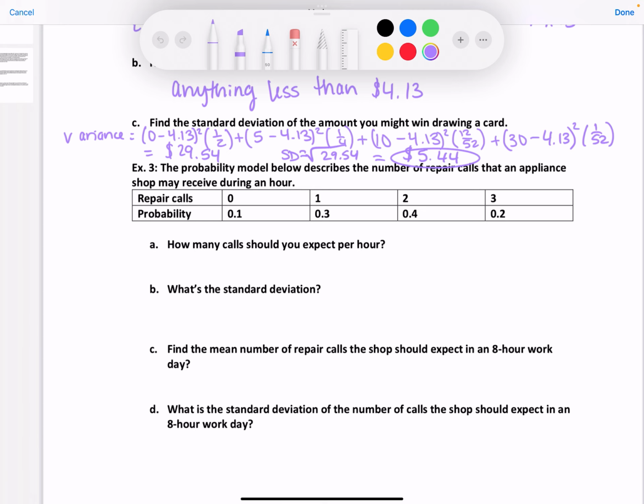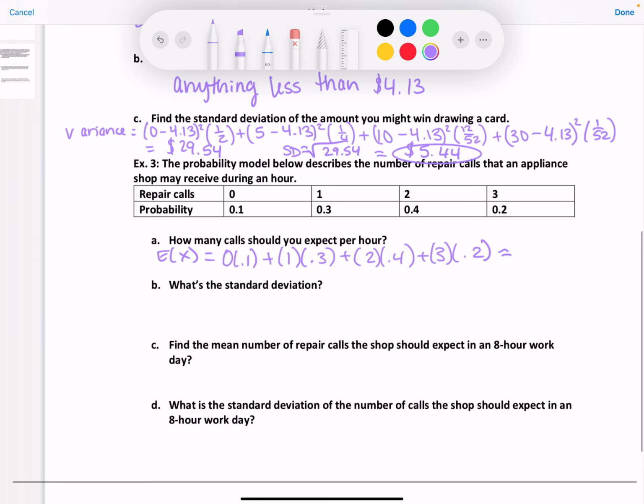So we have E of x is equal to the number of calls times the probability of each. So 0 times 0.1 plus 1 times 0.3 plus 2 times 0.4 plus 3 times 0.2. And that comes out to be 1.7 calls per hour.